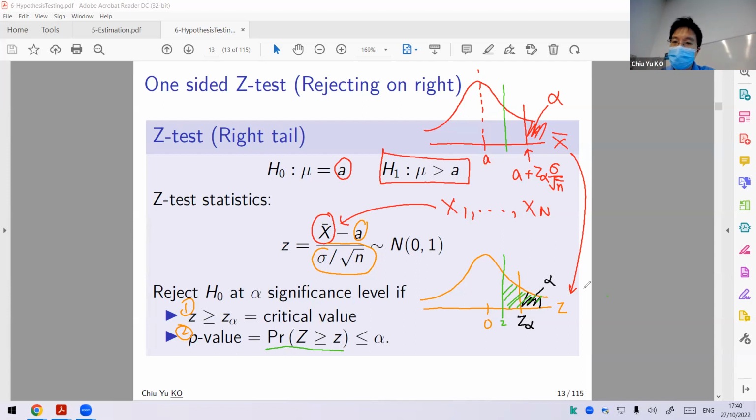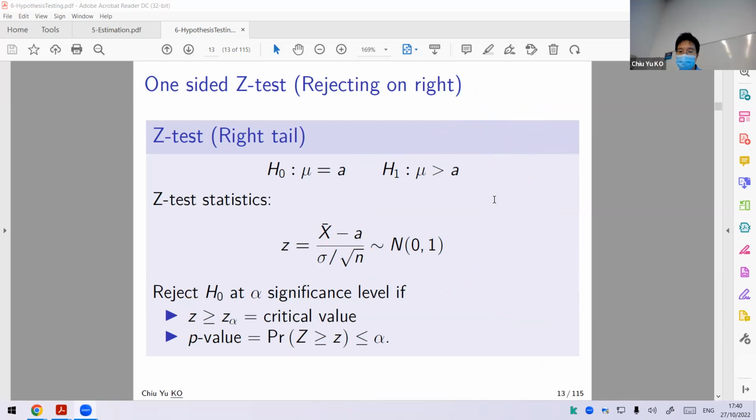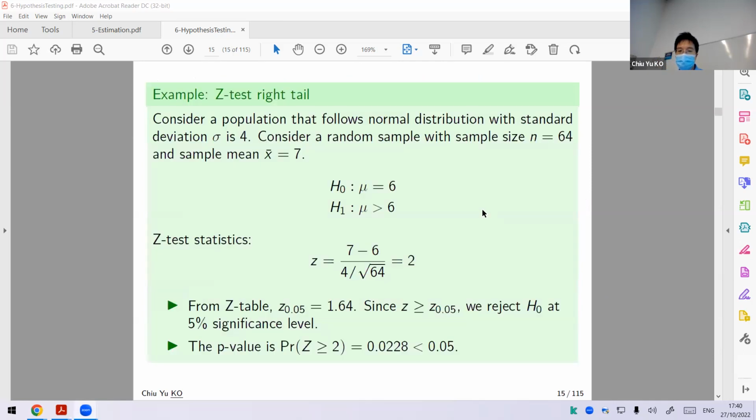Say you're the blue one, you're here, right? The blue area is less than alpha, so then you would reject. Is that clear? So if it's green, you don't reject; if it's blue, you reject. You can either compare the area or compare the critical value Z alpha. Okay? So probably you would think it's still a bit abstract. So let's see the actual example.